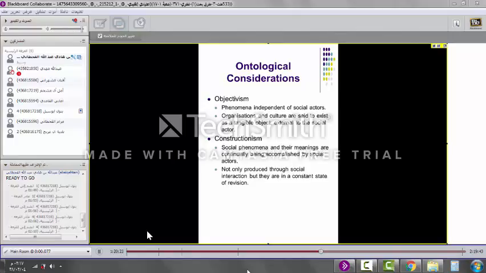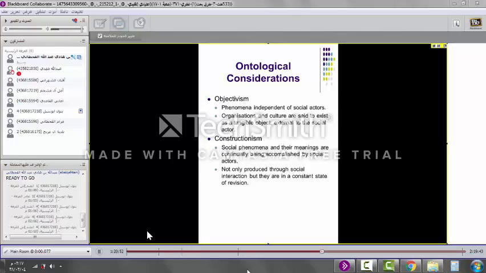We have objectivism. Objectivism: phenomena independent of social actors. I mean, you are very objective. You have nothing to do with the actors that are involved. I want to see the role of lawyers in defending cases related, for example, to students in schools. Something where neither the lawyers nor the students know me, nor do I know them. I'm looking at this. Yes, I am very objective.